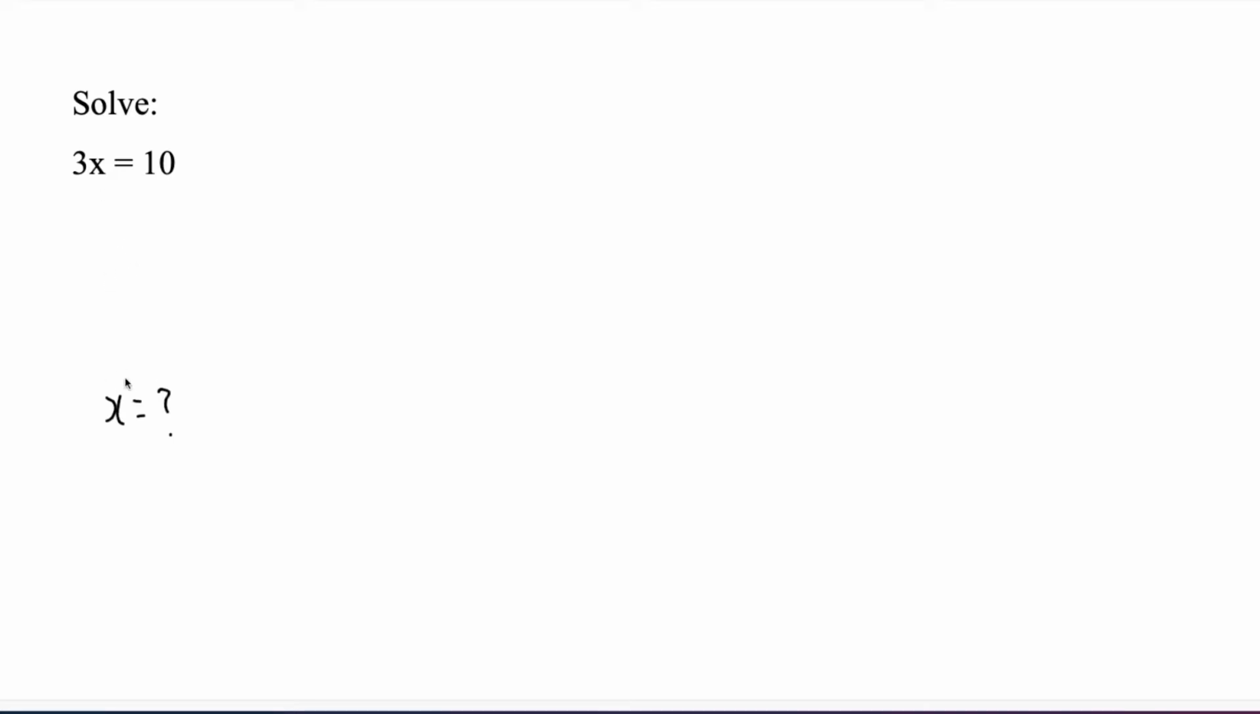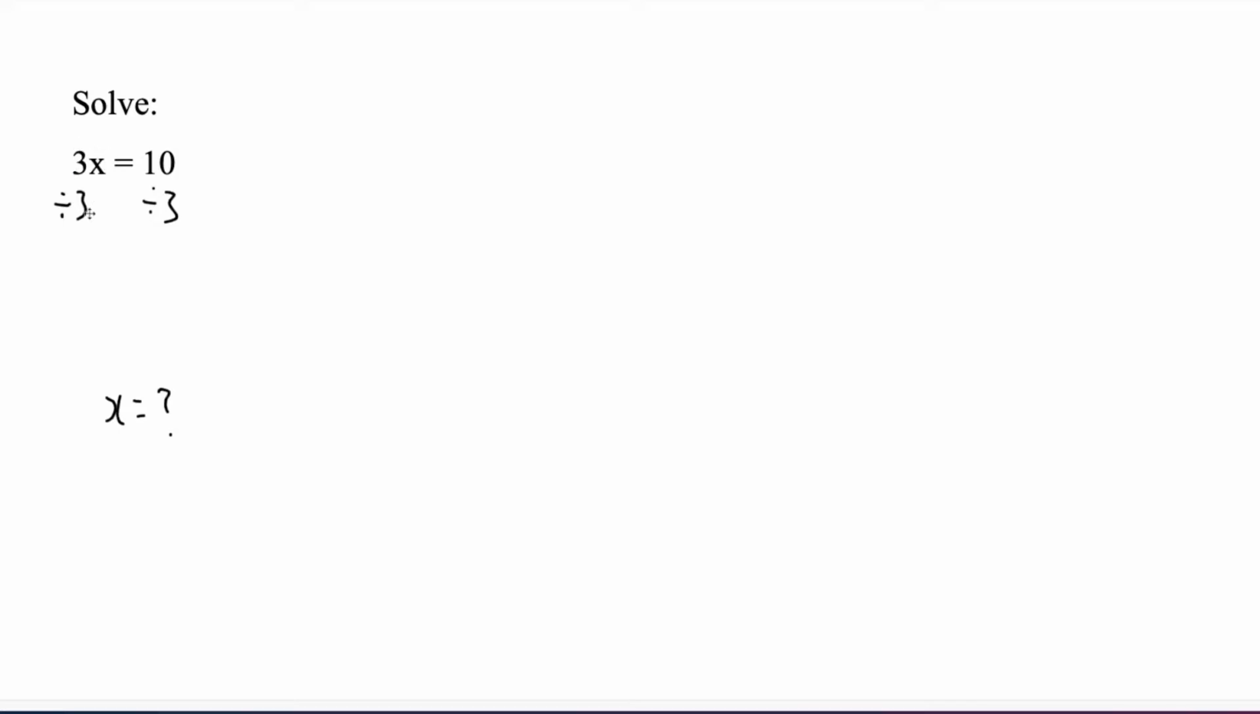So how do we get to this? Now, if you think about it, 3 times x is equal to 10. So to make x by itself, what we can do is divide both sides by 3. Okay, so I'm just going to write it here. Divide both sides by 3 means divide the left side and the right side by 3. Okay, so now we have to do what we do best. Divide.